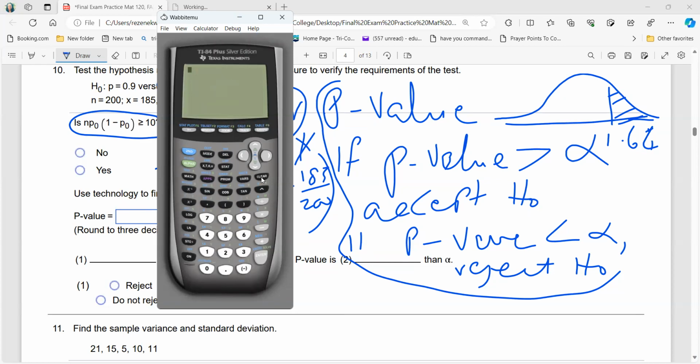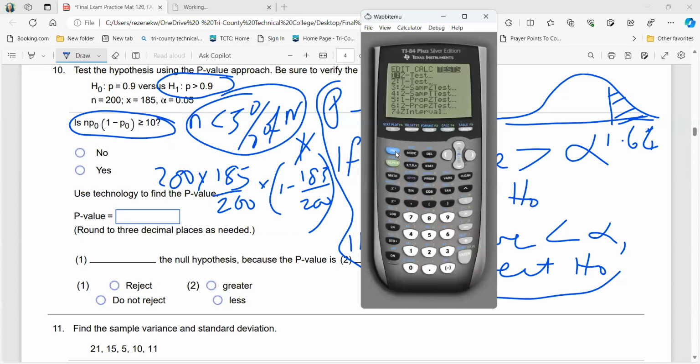Trust me, you don't really have time to do them by hand, unless you're told to do it by hand. So I go to start, go to test, and I am doing hypothesis testing for P. Did we check the conditions? I think it's satisfied, but let's check it, because we are actually told to check it. Before I continue, let's check it. So 185 divided by 200.